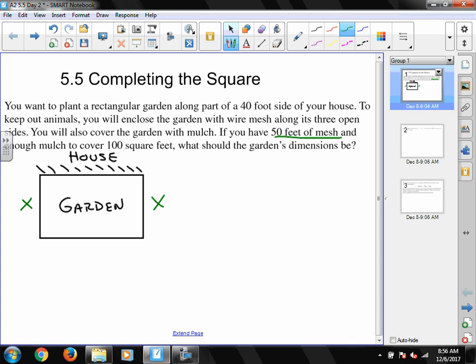And if I want to figure out what this side here is, that bottom side, well, I'm going to use whatever's left. To figure out how much is left, I'm going to take 50, the amount that I start with, and I have to subtract the sides that I've already used. Well, I've used X and X, which is going to give me 2X.